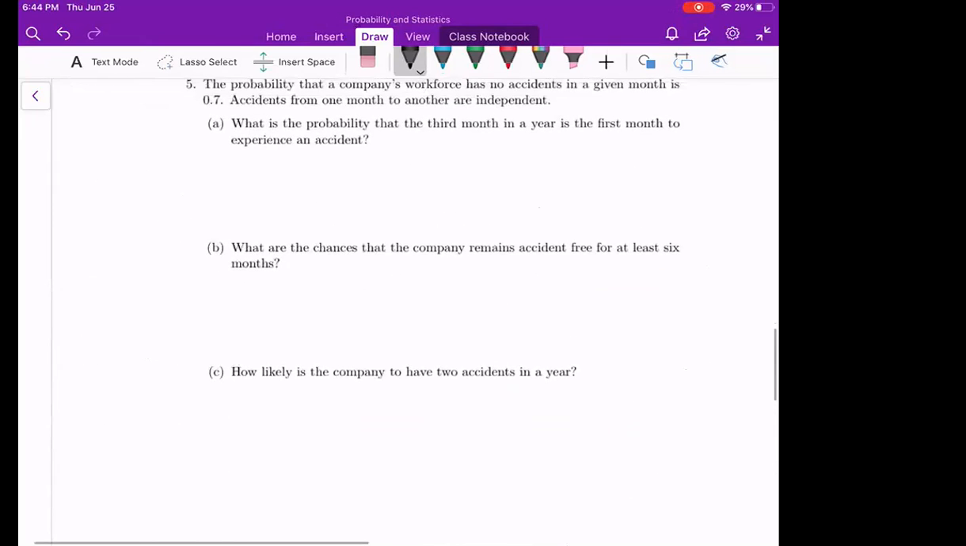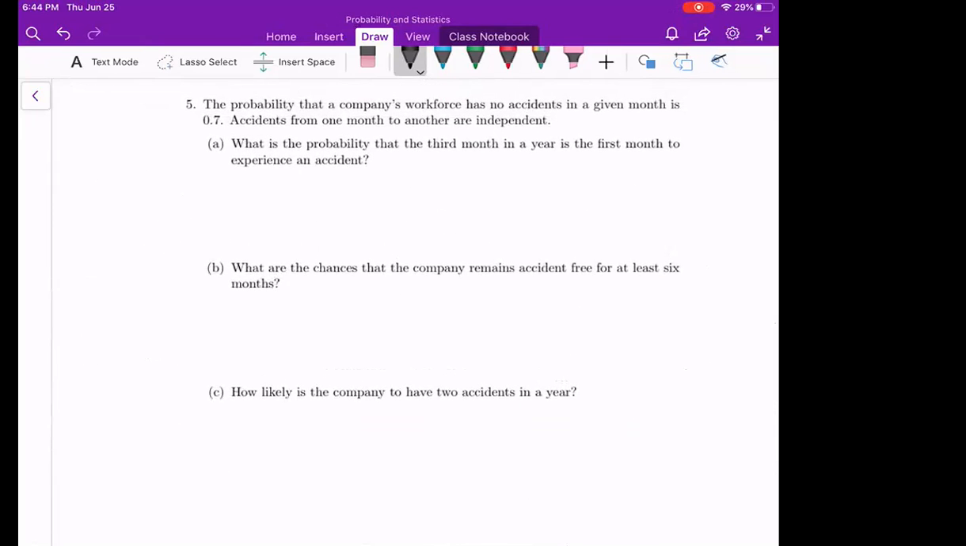All right, there is one more problem left and about 15 minutes to do it, so let's just see how it goes. Number 5 says the probability that a company's workforce has no accidents in a given month is 0.7. Accidents from one month to another are independent, so whether May was a bad month doesn't impact whether June is also going to be bad in terms of accidents.